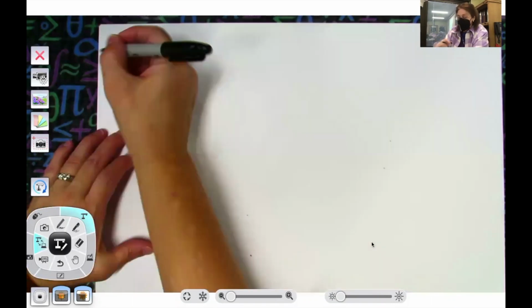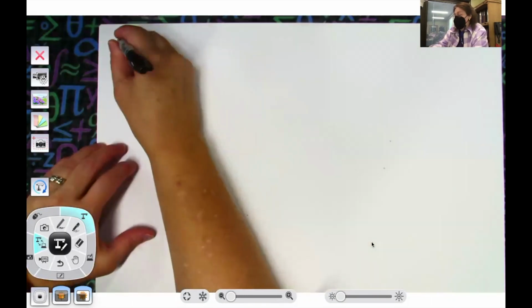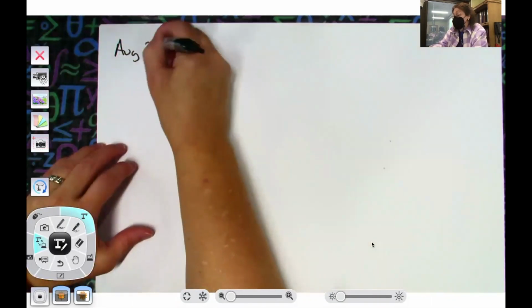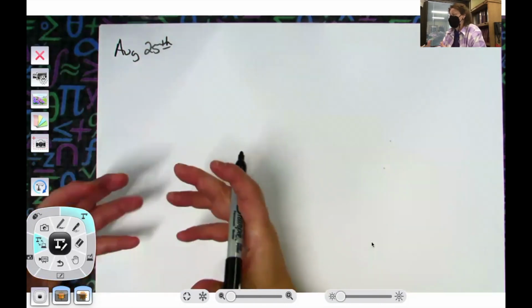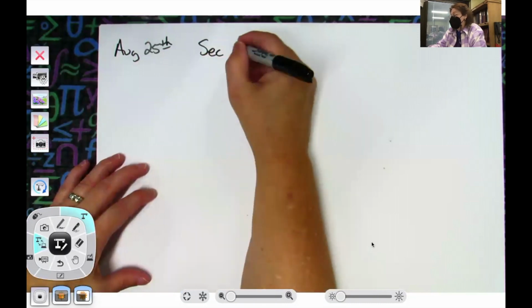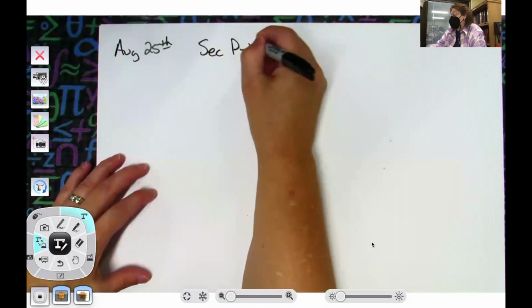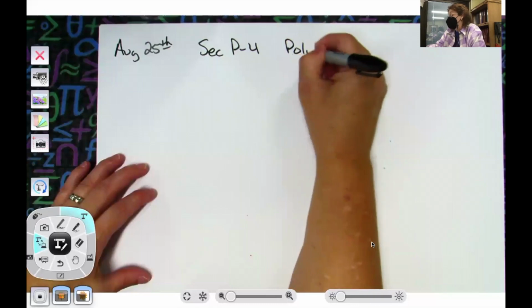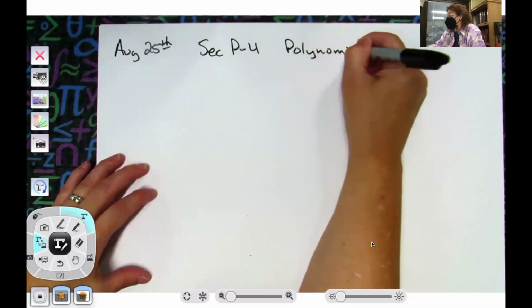So what we're going to do today is take a look at section, I think, P-4. Yes, section P-4, which is going to be polynomials. And again, polynomials, you've done tons in Algebra 2, so this should be a good review. You would have done an entire chapter in Algebra 2 dealing with polynomials, and all we're going to do is hit the highlights today and just review the major concepts of dealing with your polynomials.